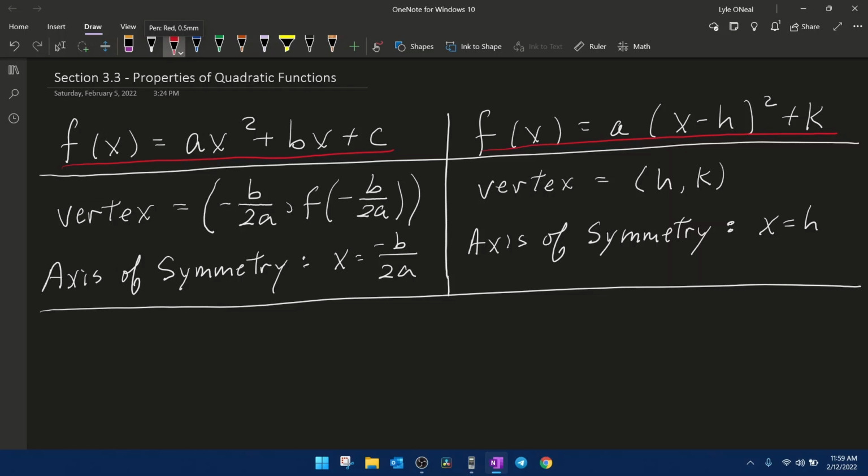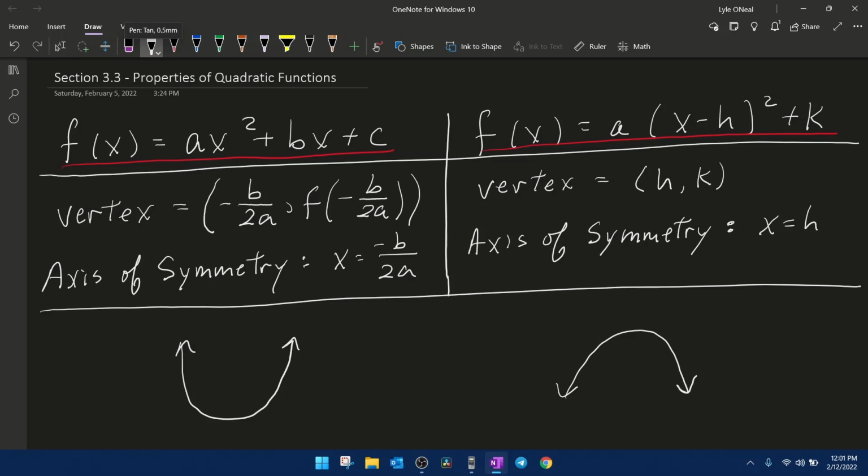+ k. Probably the first and most important property that you need to be aware of referring to a quadratic function is that every quadratic graph will be a parabola. Now that parabola may open up or down. That's going to depend on the value of a.